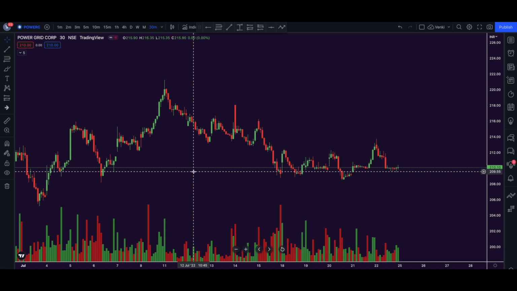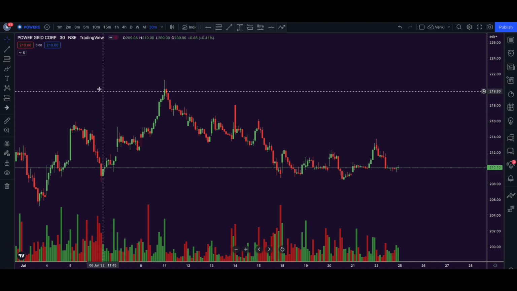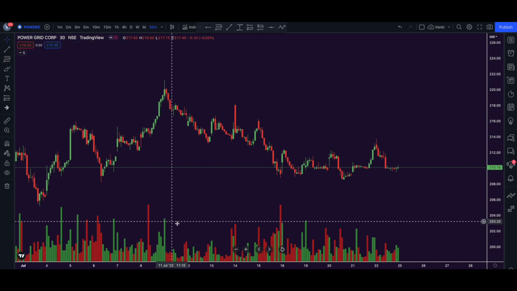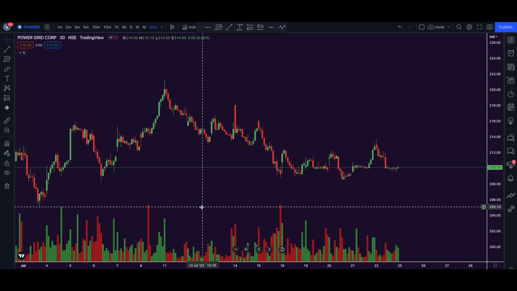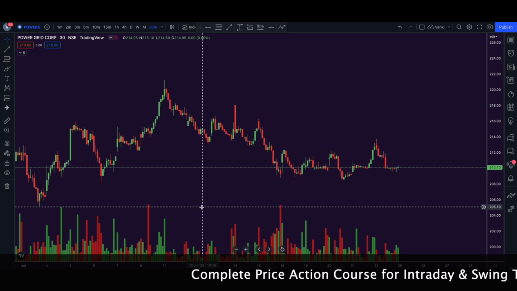Traders, the first stock which I showed you in that list was Power Grid. So we have opened the chart of Power Grid, 30 minutes time frame. Now on this chart, we have to do technical analysis to understand the current market sentiment. We already know that big players are showing interest in the stock. What can be the reason? That we will understand through technical analysis.